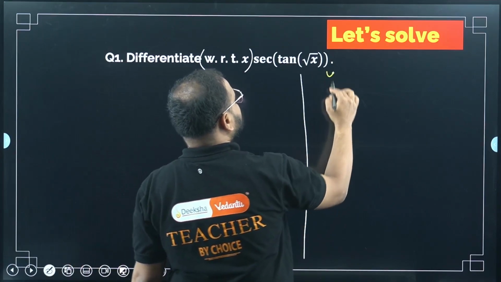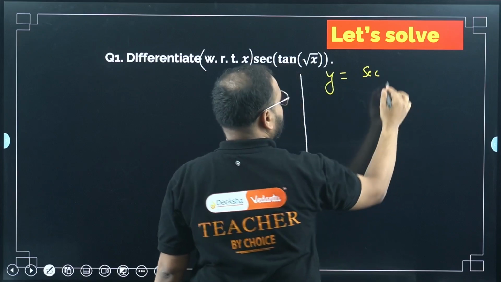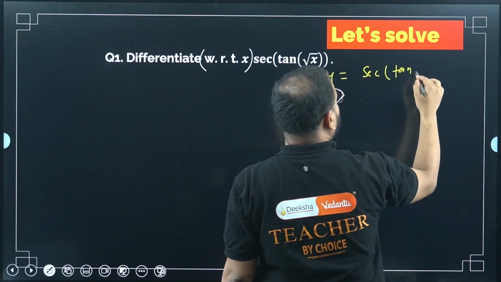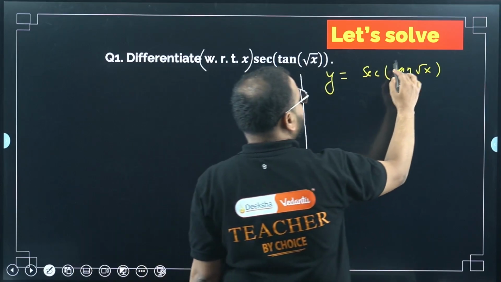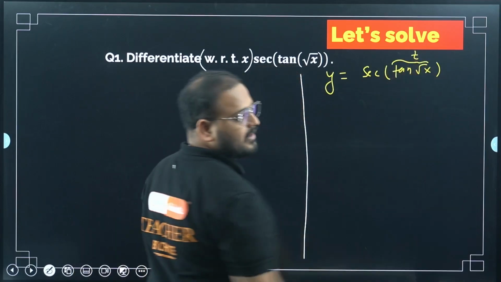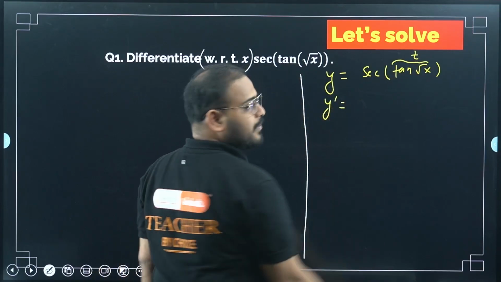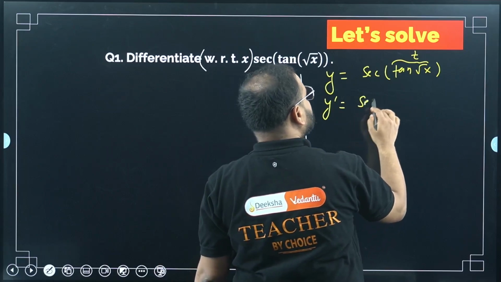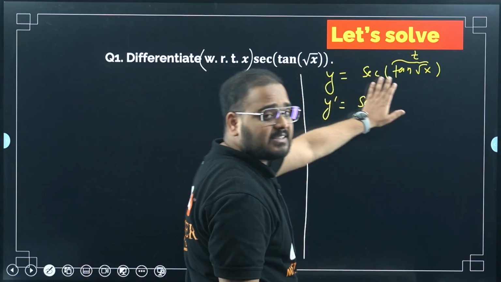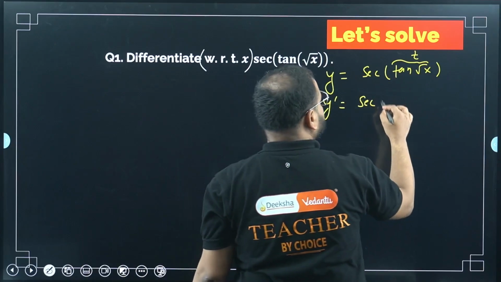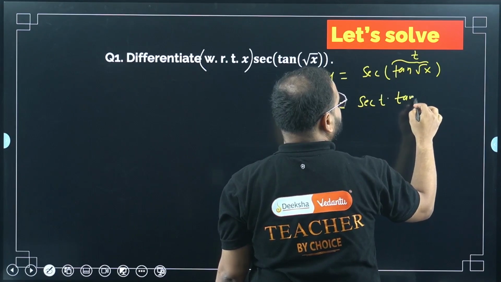So basically they have written it as y equals secant tan root x. So forget about this right now. I can take this as a variable t, or theta, right? So what is the differentiation of sec? Remember this: the differentiation of sec x is sec x tan x. So sec of t and tan of t.